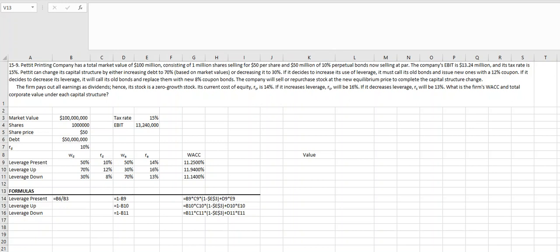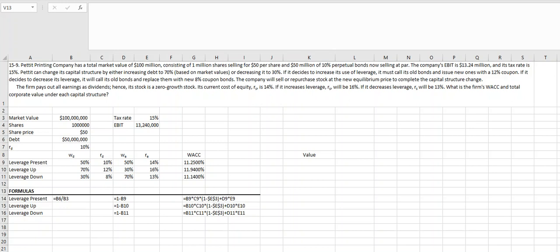The firm pays out all earnings as dividends, hence it is a zero growth stock, and this is a key point going forward. Remember, it's zero growth. Its current cost of equity, that is the rate on stock, is 14%. If it increases leverage, the rate on stock will be 16%. So if it leverages up, that means there's increased risk to the shareholders. Hence, shareholders will require a higher rate of return. So that's why we see the move from 14 to 16% if leverage is increased. If leverage is decreased, a reduction in risk, the rate on stock will be 13%.